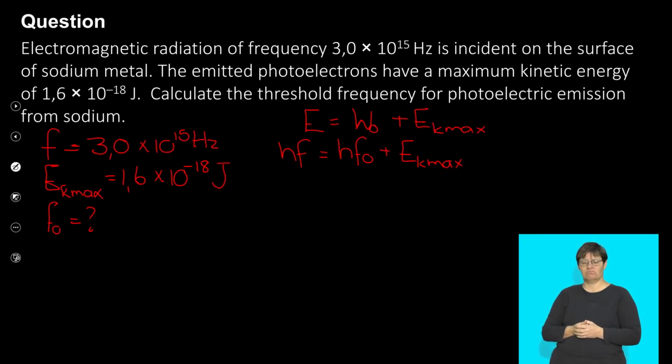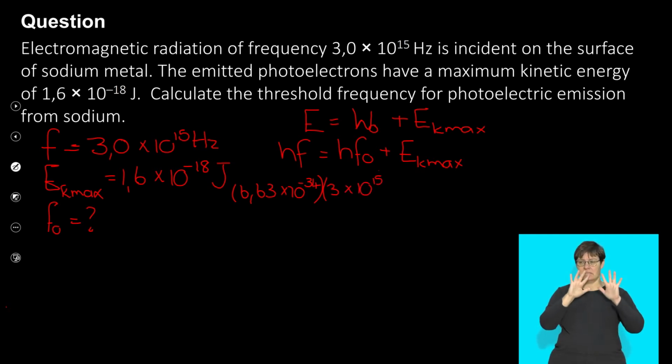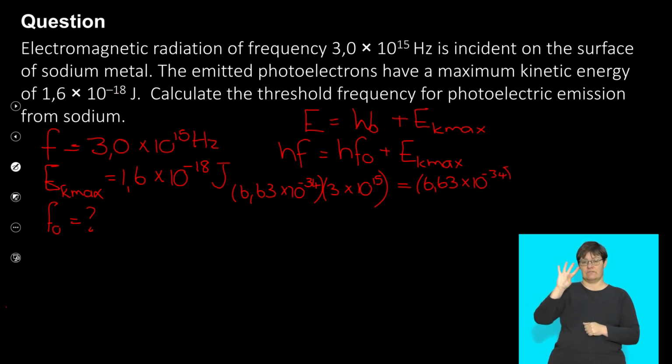So now we need to write in everything we know. H is 6,63 times 10 to the minus 34. F is 3 times 10 to the 15. That's going to be equal to 6,63 times 10 to the minus 34 times FO plus 1,6 times 10 to the minus 18.